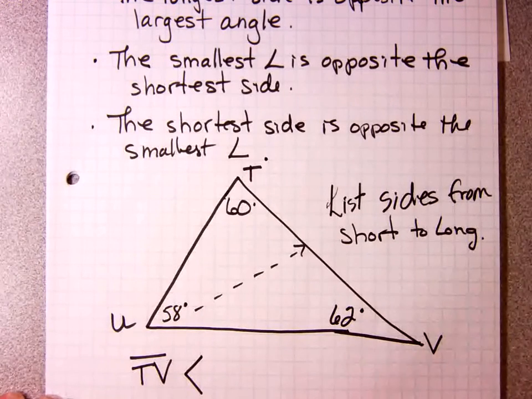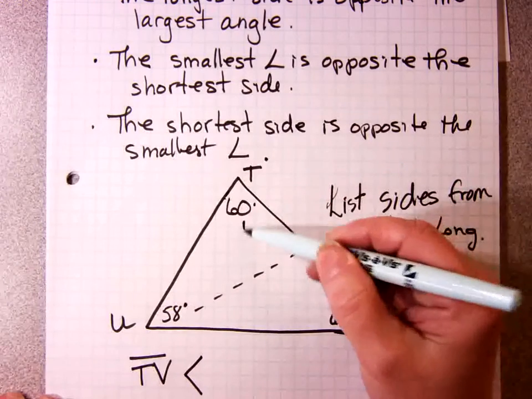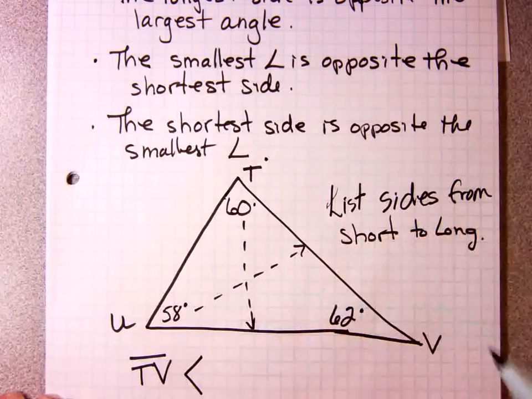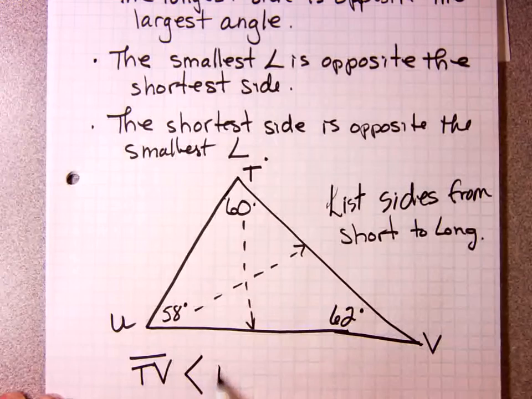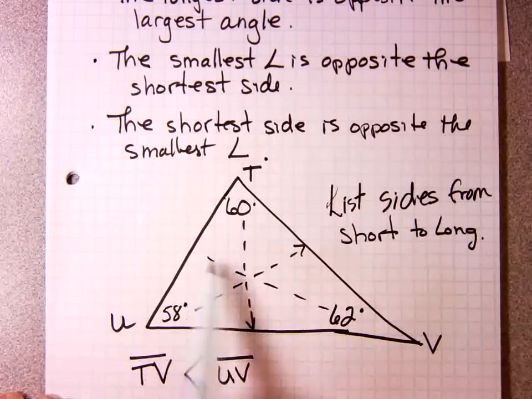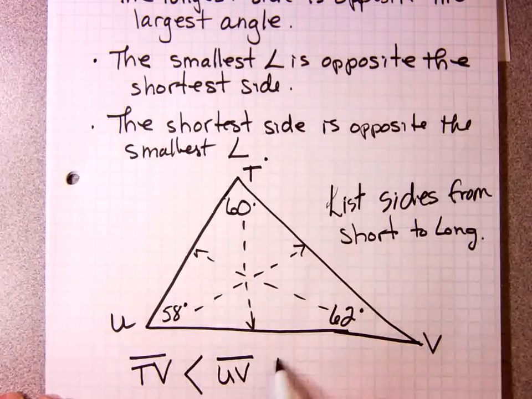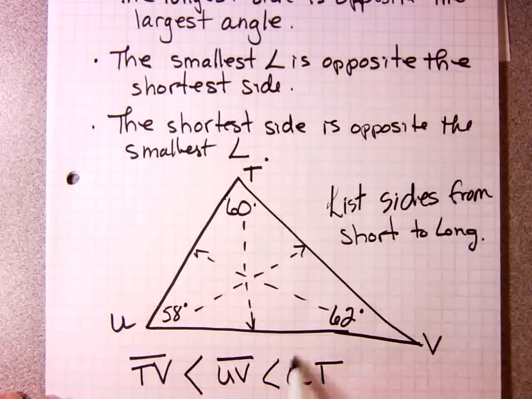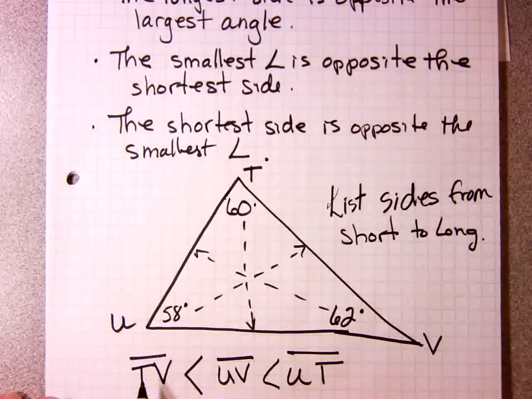So TV is less than, what's going to be next? Next up would be the 60-degree angle. And what is opposite it? UV. And lastly, we have segment UT. And this is how I would represent it. Segment TV is less than segment UV is less than segment UT.